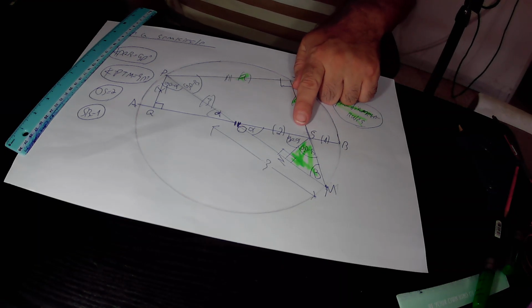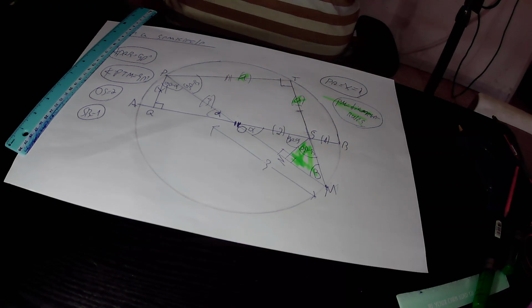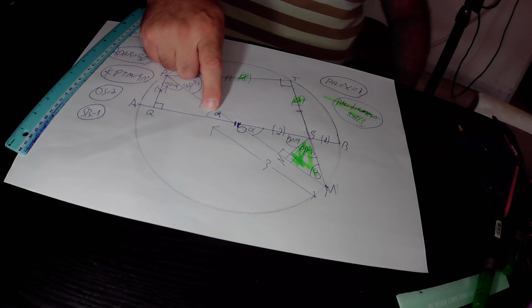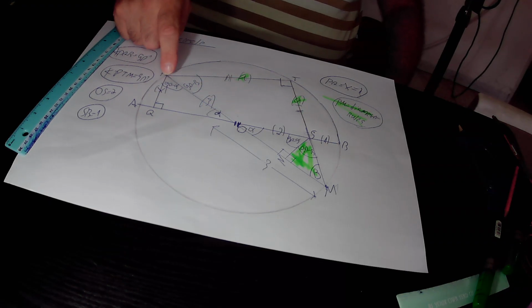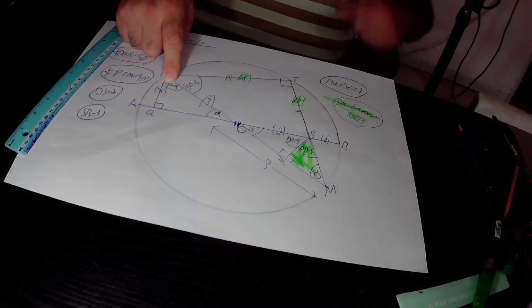Why? Because 90 degrees minus alpha plus alpha is 90 degrees, and 90 degrees plus 90 degrees is equal to 180 degrees, that is the sum of the angles in a triangle. Likewise, in this upper right triangle PQO, this angle equals alpha, this angle equals 90 degrees, and therefore this third missing angle must be equal to 90 degrees minus alpha. According to the sum rule, the sum of the angles in any triangle is equal to 180 degrees.